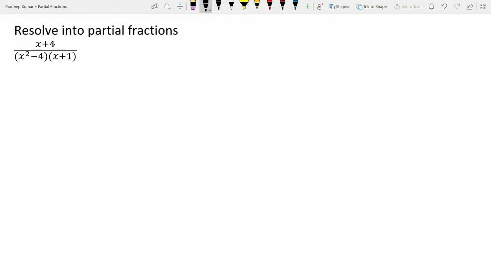Let's read the question. Resolve into partial fractions (x + 4) / (x² − 4)(x + 1). So this particular fraction we need to solve into partial fractions. Before solving this question, we need to understand whether the given fraction is proper or improper. So this one is a proper fraction.